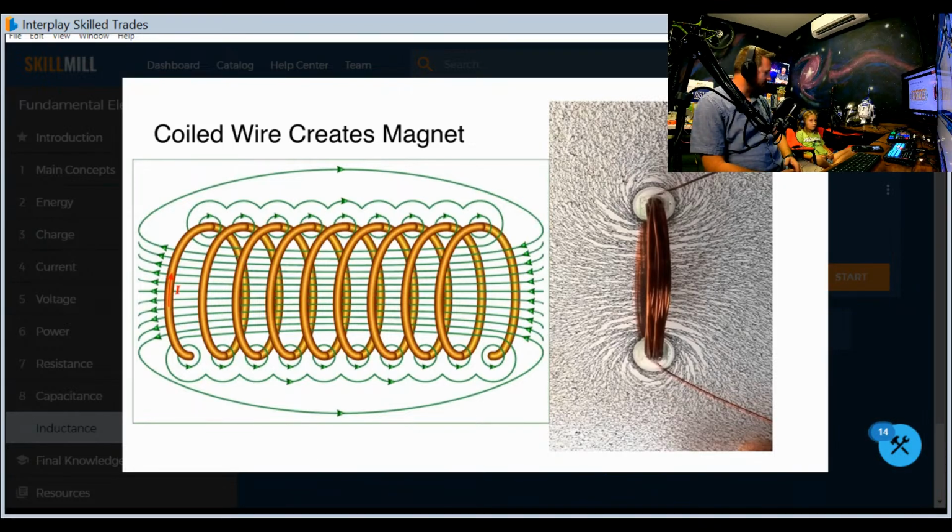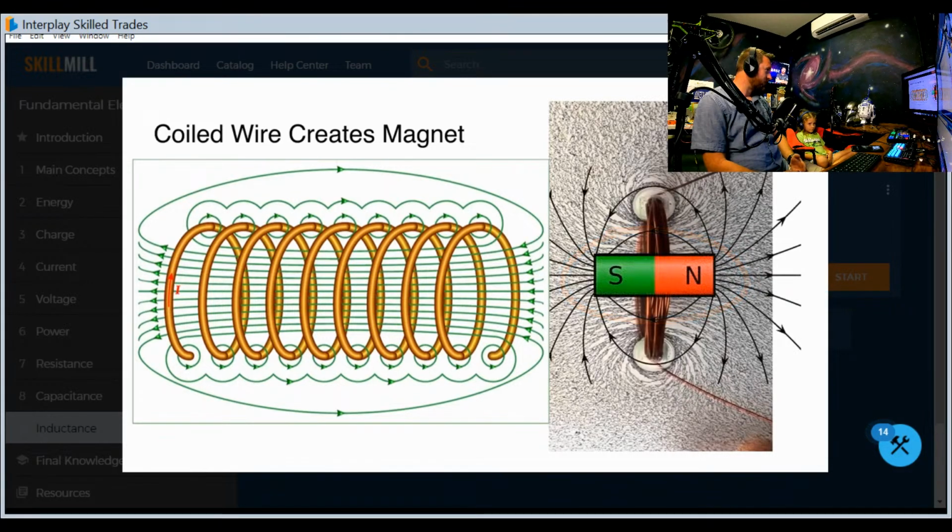In the illustration, you can see the lines adding together inside. And in the photo, you can see how iron filings show the concentrated magnetic fields inside the coil. You're basically making an electromagnet.